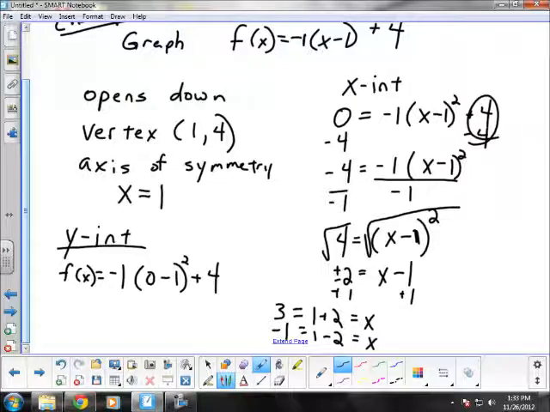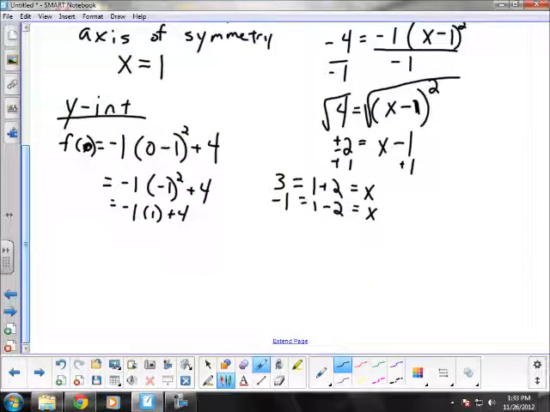Right? F of 0 is where I put 0 in for x. That's what that means. So I've got negative 1 times negative 1 squared plus 4. So I've got negative 1 times 1 plus 4, right? Now with me? Negative 1 squared is positive 1, and positive 1 times negative 1 gives me back negative 1. So I got negative 1 plus 4, which is 3.